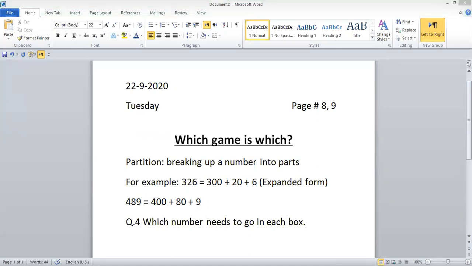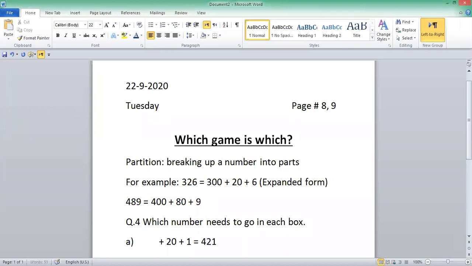A dash plus 20 plus 1 is equal to 421. What is A dash? Or I can give a space, plus 20 plus 1 is equal to 421. Guys, you have to write it in the notebook, okay? Remember, you have to write it in the notebook.